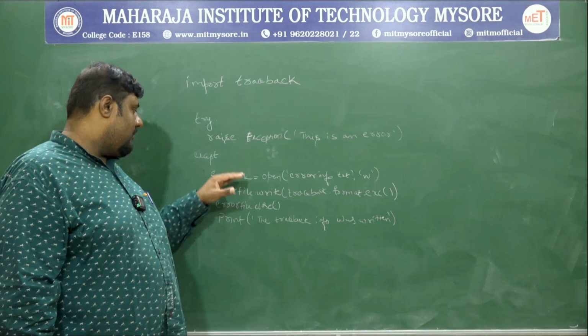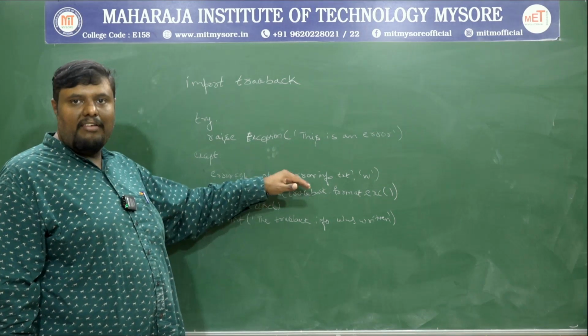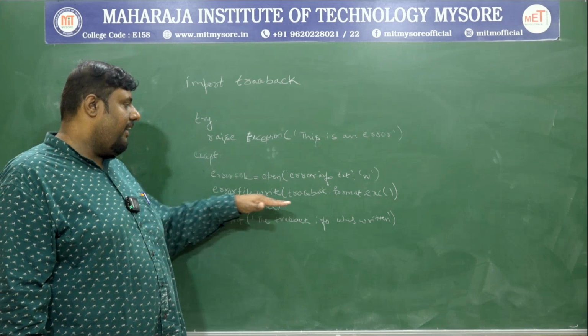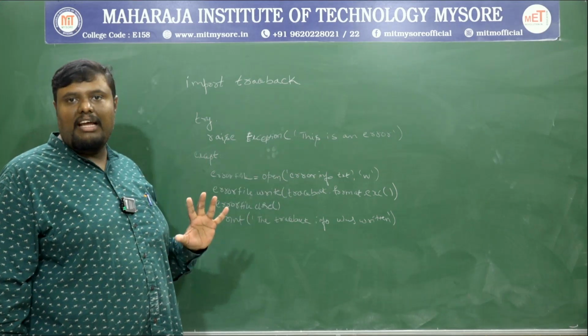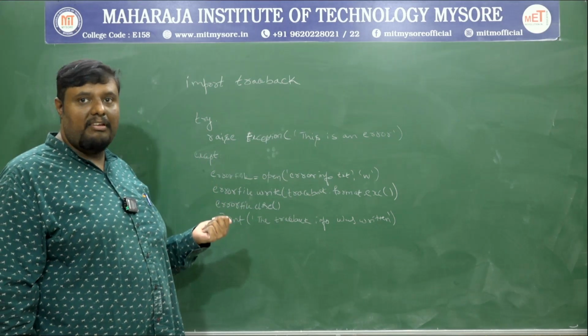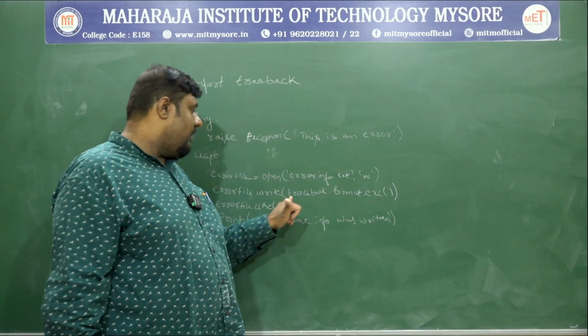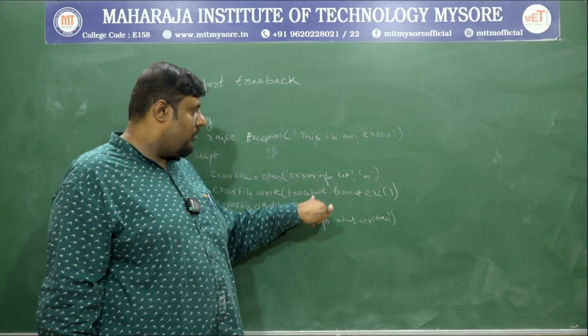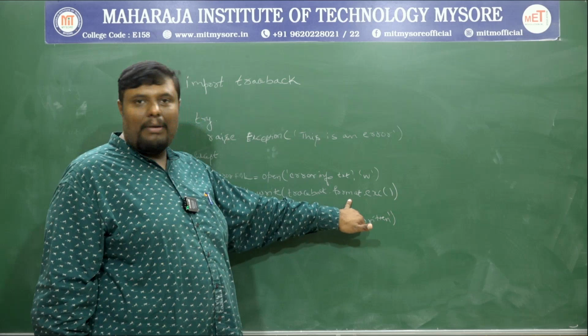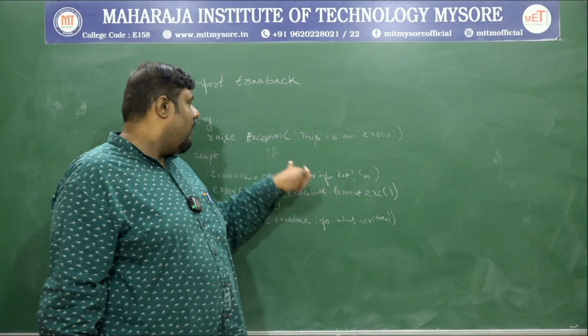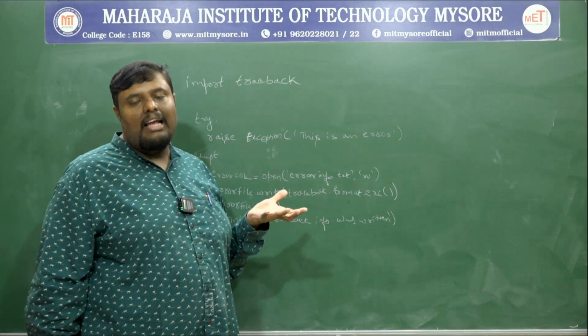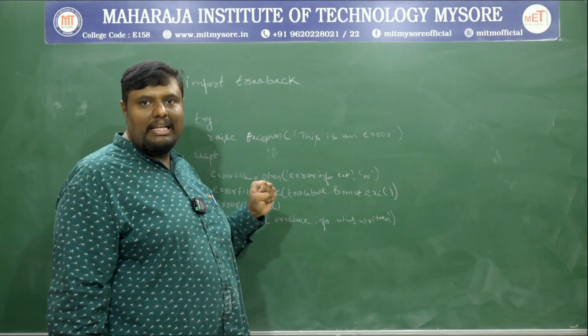And then error file dot write. Now I've opened the file and I'm writing whatever exception I've got. How do I know whatever exception I've got? See, in the traceback module, there is a function called format exc. Whenever there is an exception, it will all be collected.